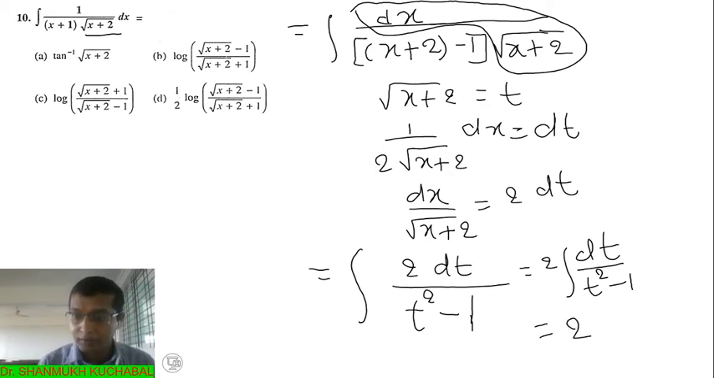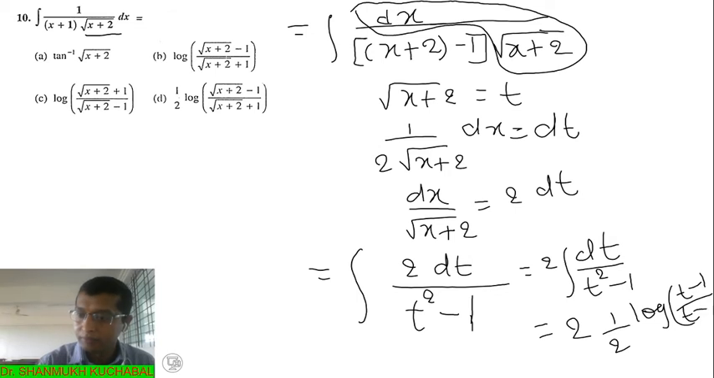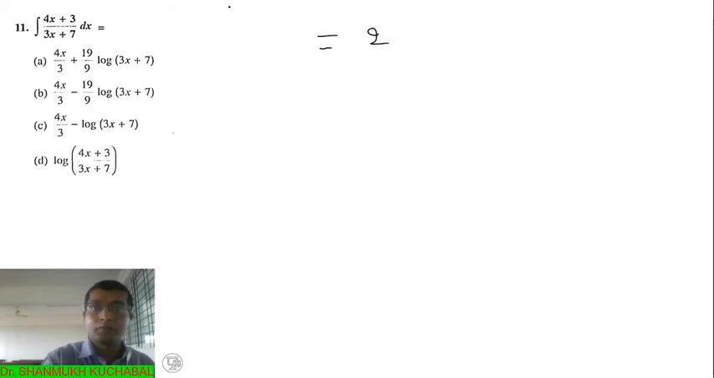Integration of 1 divided by t square minus 1 is 1 by 2 log of t minus 1 divided by t plus 1. So the 2 cancels. This t value is root of x plus 2, so we get root of x plus 2 minus 1 divided by root of x plus 2 plus 1. It is there in our option B. So B is the right answer. So we'll move to the next example.